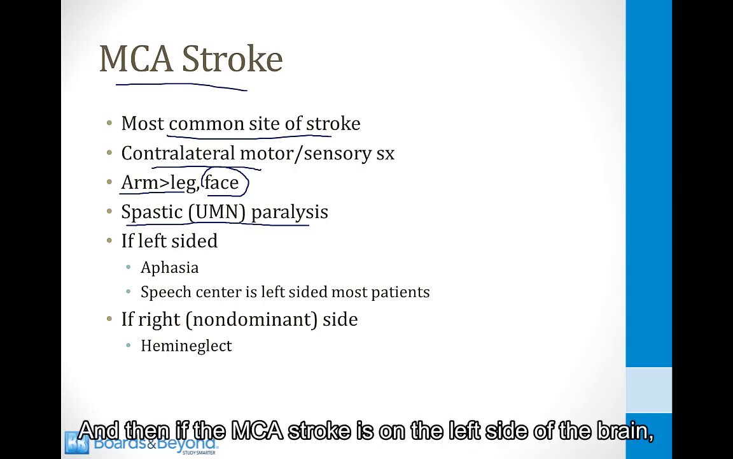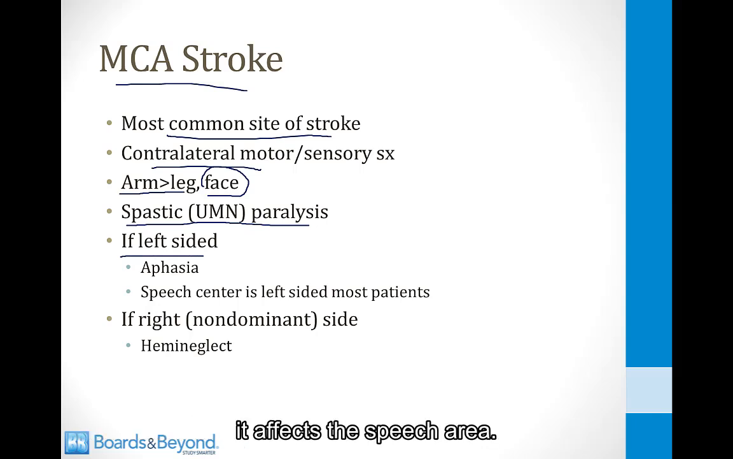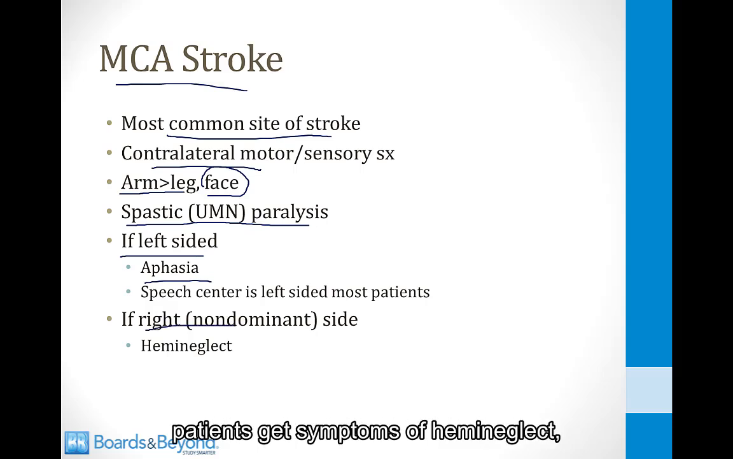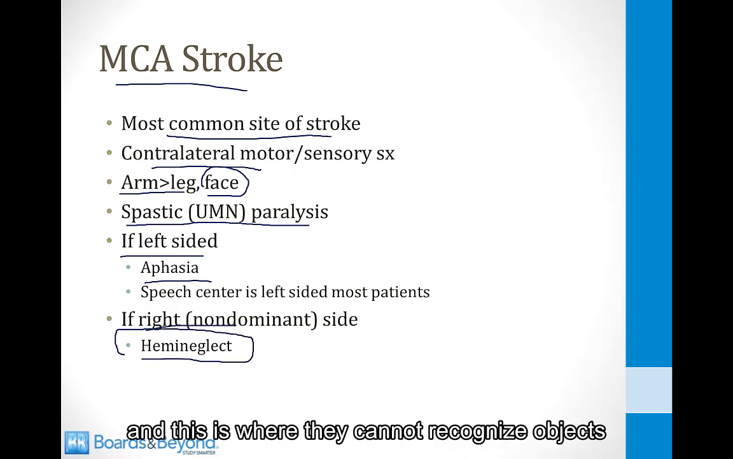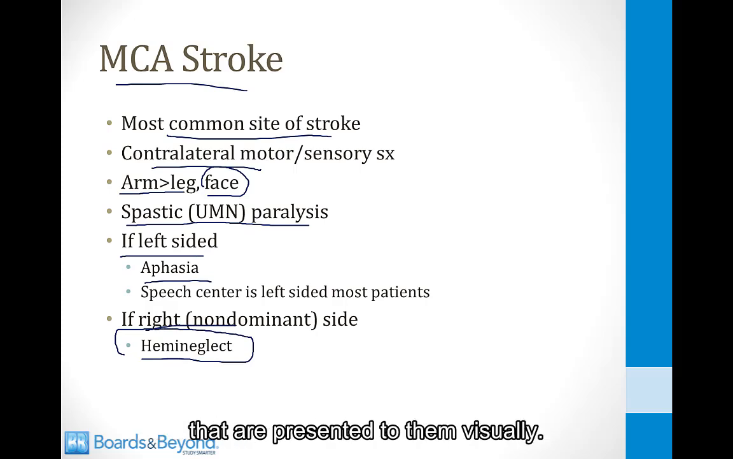And then if the MCA stroke is on the left side of the brain, it affects the speech area, so patients will develop aphasia. If it's on the right side of the brain, patients get symptoms of hemineglect, and this is where they cannot recognize objects that are presented to them visually.